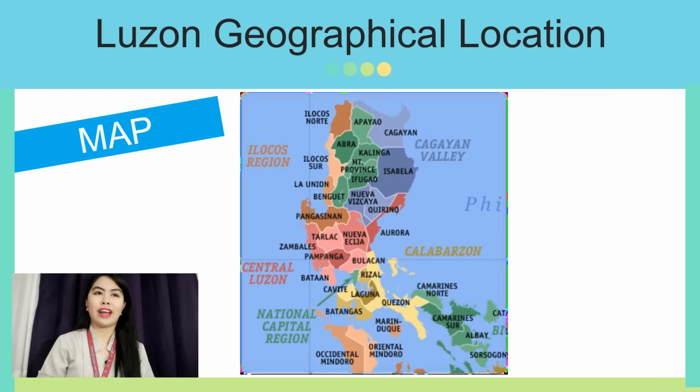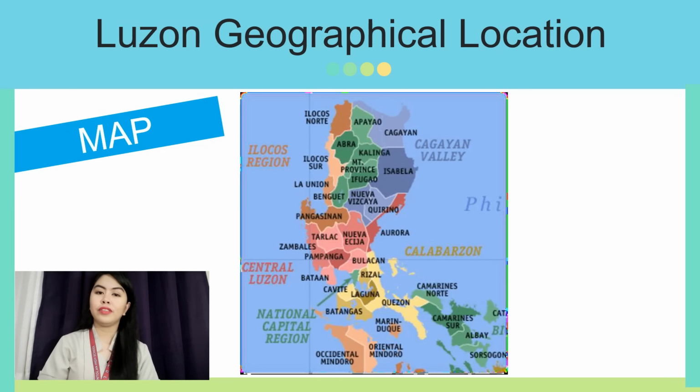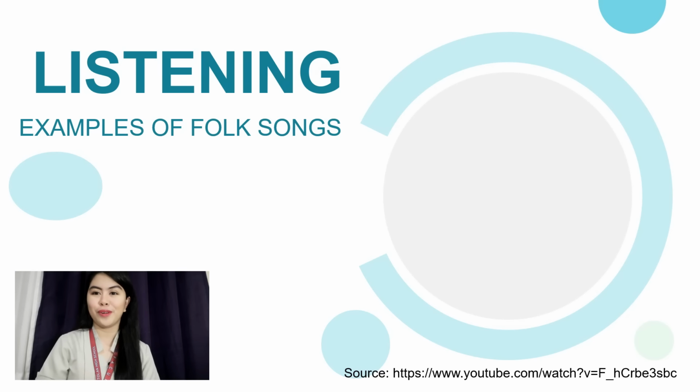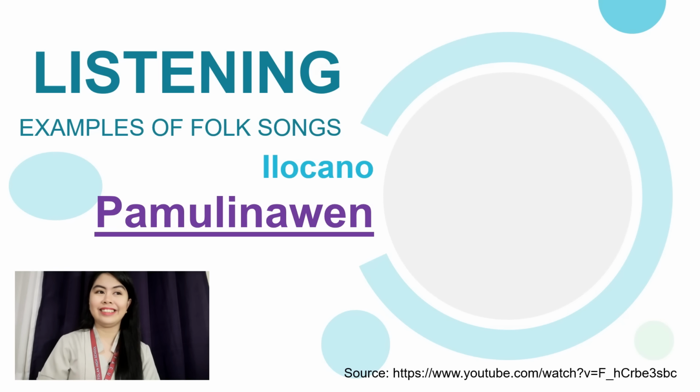Here's the Luzon geographical location. We have the Ilocos region, Cagayan Valley, Central Luzon, Calabarzon, Mimaropa, the Bicol region, and of course, the National Capital Region. So in the Philippines, we have different dialects. We will listen to different examples of folk music. The first is the Ilocano folk song entitled Pamulinawen.